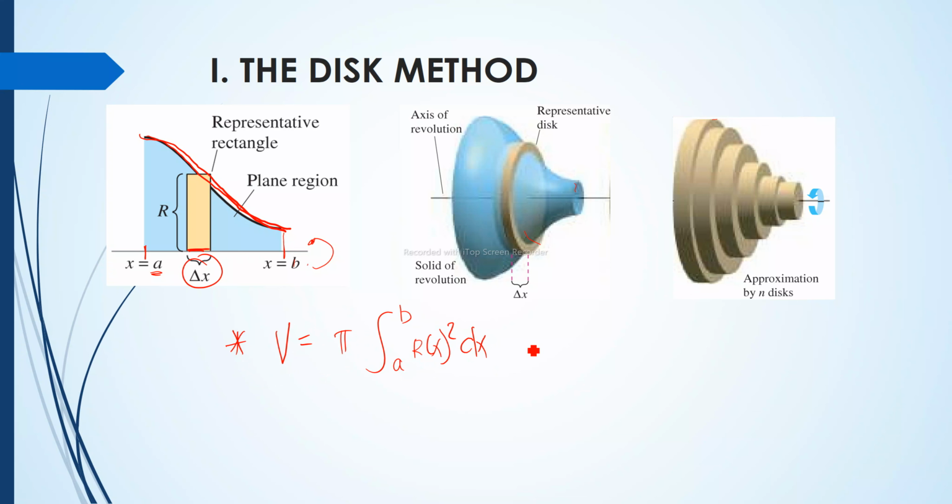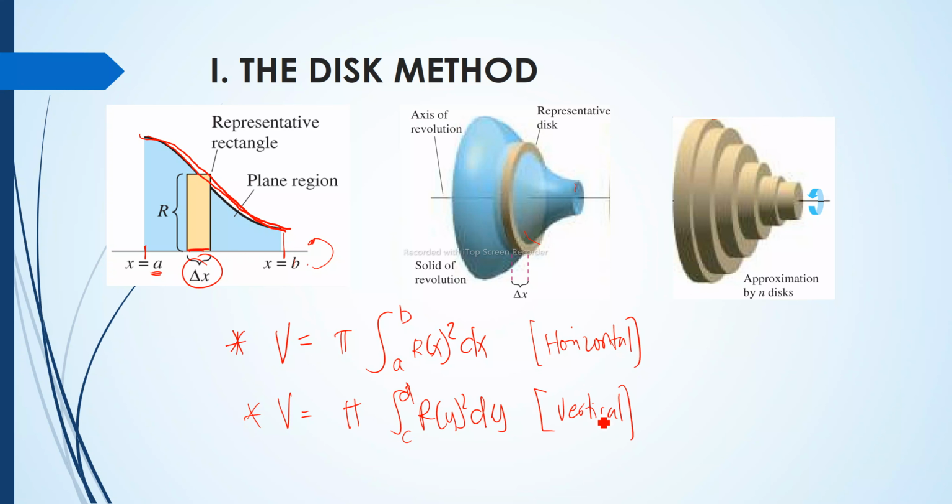This is for the horizontal. And for the vertical, pi r of y squared dy from c to d. So don't be confused with that. Just think of the formula of the disk, then you'll get it.